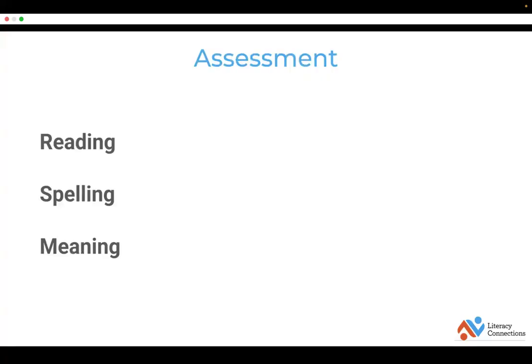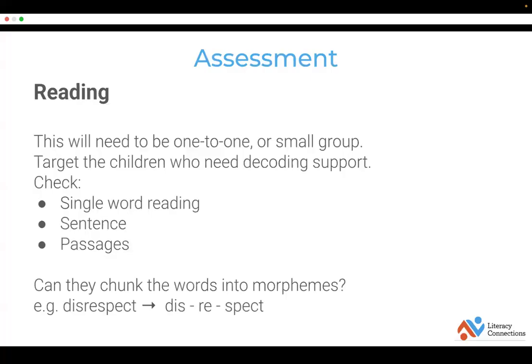So, assessment. We always come back to what our lessons are all about: reading, spelling, and meaning. That's why we're learning morphology, so we want to assess around that. Now, the reading for most of the class are going to be fine picking up the reading through the lesson. So probably only target those children who need decoding support to do the reading word assessment.